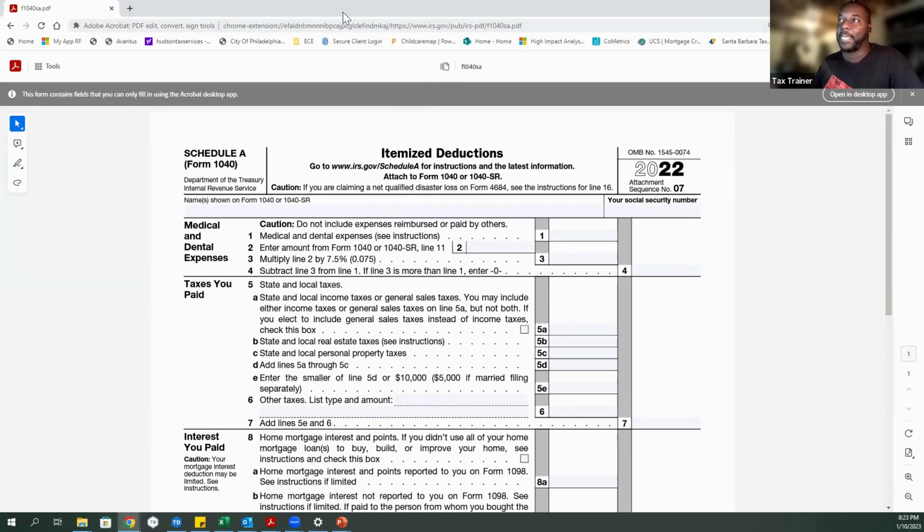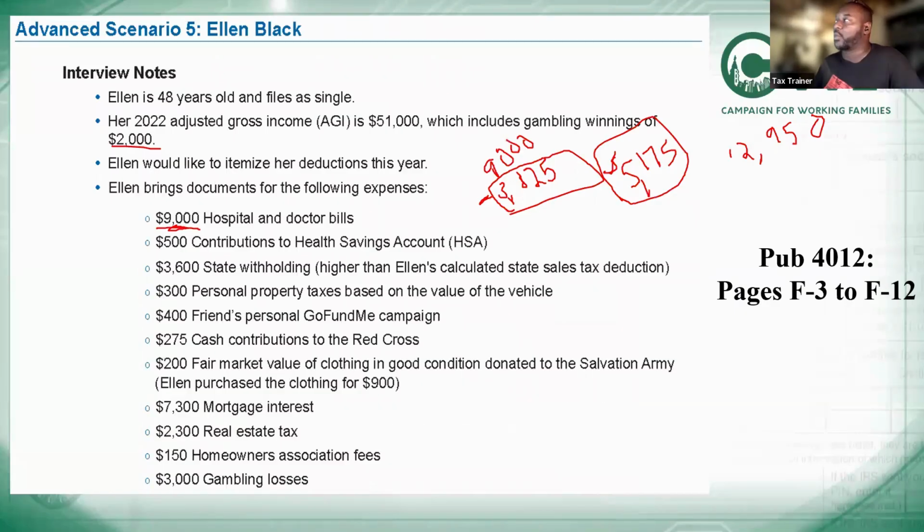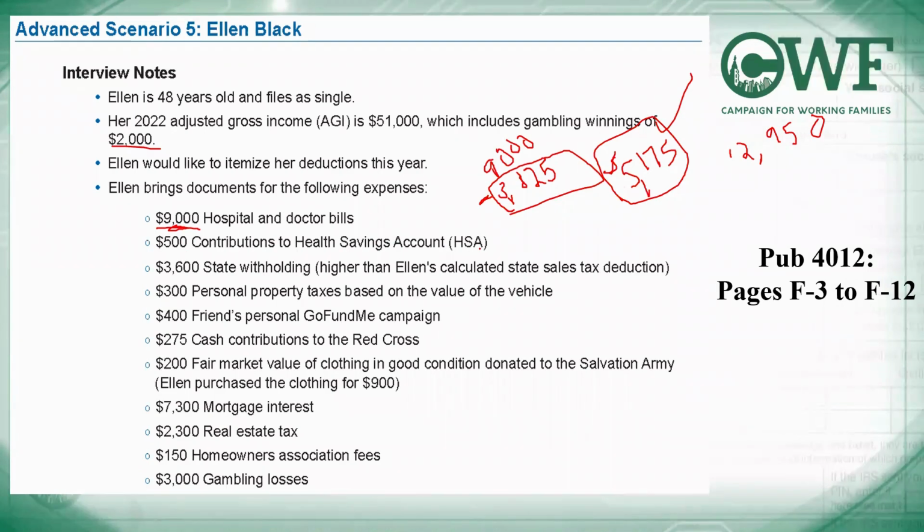All right. So 5,175 is my medical. Let's mark that off. Cool. How about the $500 contributions I made to my HSA? Can I deduct that as an itemized deduction? Yeah.